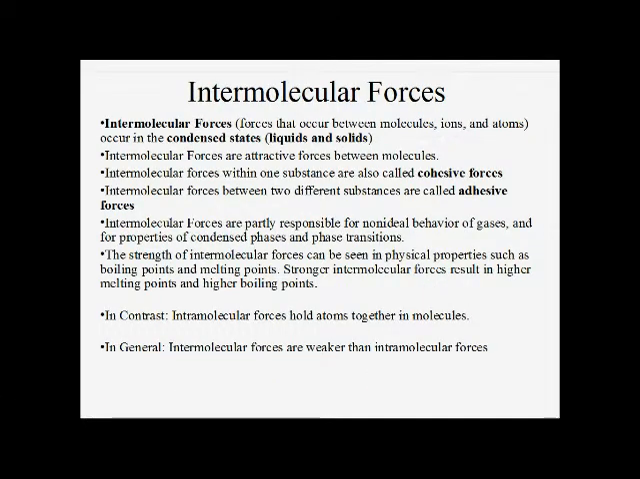So intermolecular forces are attractive forces that occur between particles, molecules, ions, in the condensed phase, which means solids and liquids. It is negligible in the gas phase. When it occurs in the gas phase, then we have a non-ideal gas.